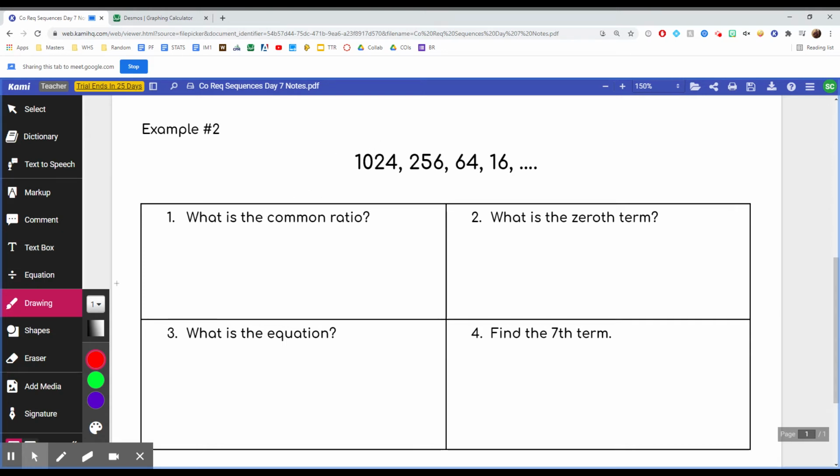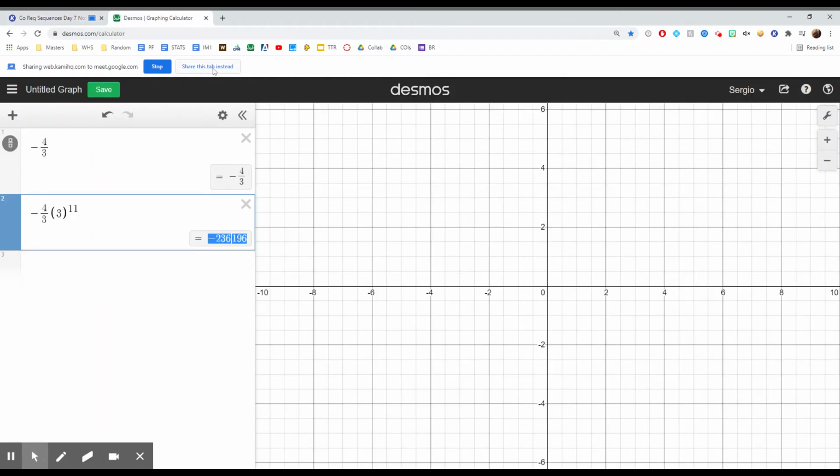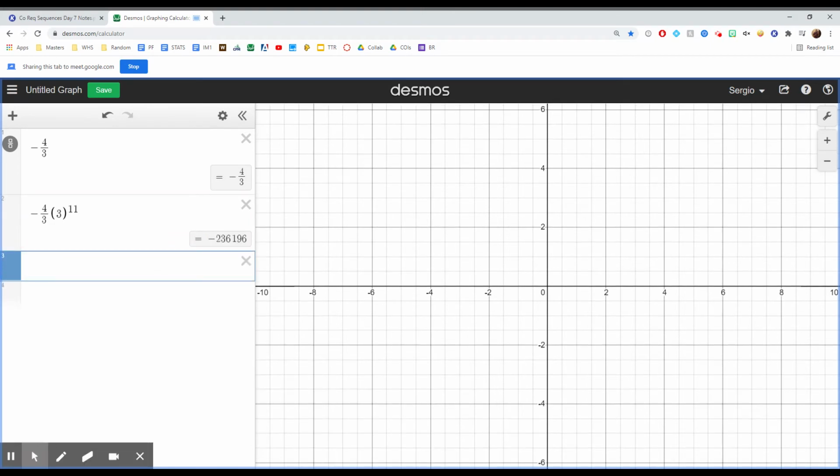Okay, so let's find our common ratio to answer the first question. So what do I do to 1024 to go to 256? Okay, so I'm going to divide 256 by 1024. Now, I recommend that you put this in decimals as well. That way you get the answer that you need to get. And if you notice, I get 0.25.